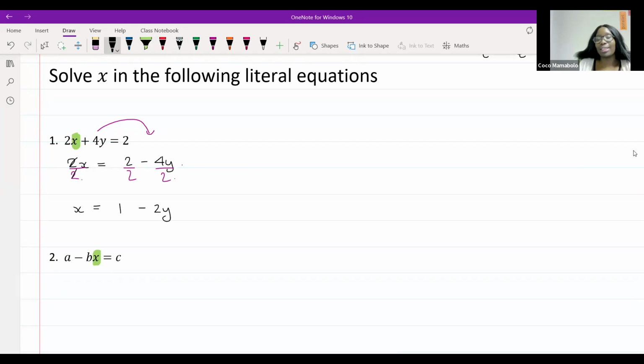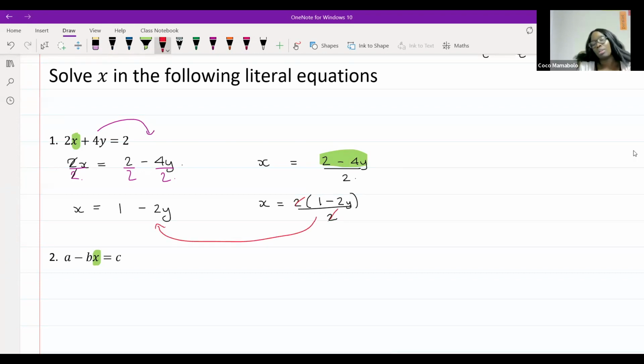Now, I do recognize that other people's answer might look like this. X is equal to 2 minus 4y over 2. But in this case, when our answer looks like that, we're going to have to take out a common factor of 2 on the top. So I'm going to get x is equal to 2, open brackets, 1 minus 2y, over 2. The 2's will cancel, so my answer goes back to that one. All right, 1 mark if you got that one right.